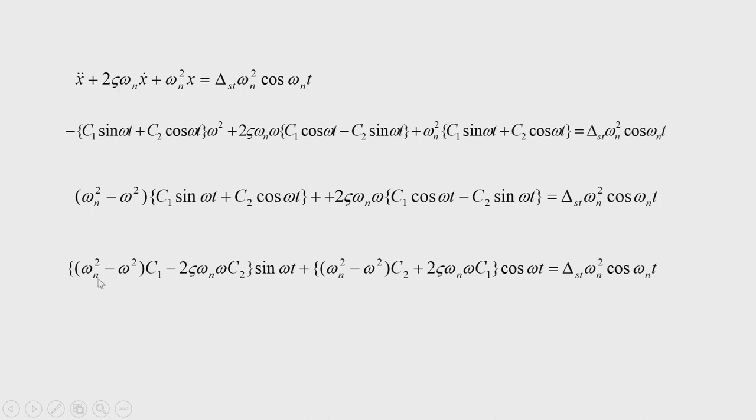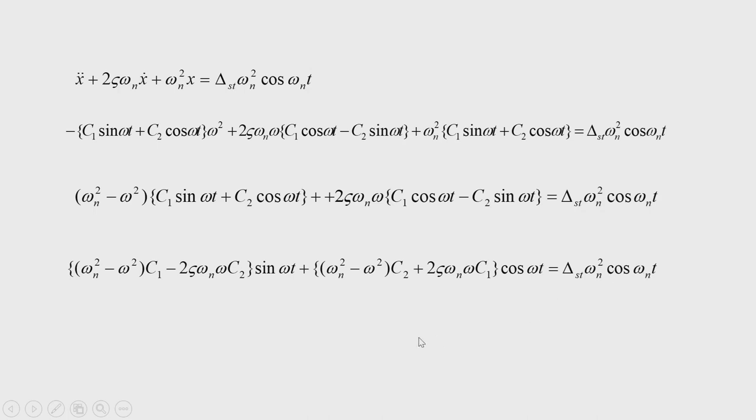So, sin omega t coefficient is now omega n square minus omega square into C 1 minus 2 j omega n omega C 2. Similarly, the coefficient of cos omega t is omega n square minus omega square into C 2 plus 2 j omega n omega C 1, cos omega t equal to delta S t omega n square cos omega n t. You can note here that in the left hand side, we have sin omega t as well as cos omega t with some constant terms as coefficients. In the right hand side, we have only cos omega t.